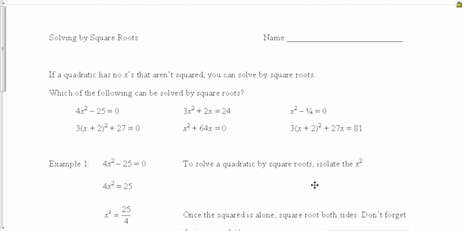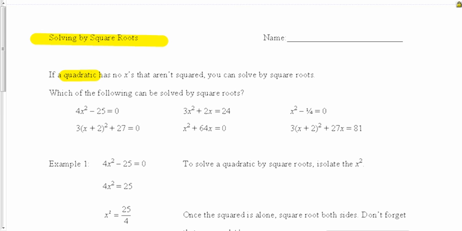In this video, we're going to look at examples of solving by square roots. So, if a quadratic, so we have an x squared, has no x's that aren't squared, you can solve by square roots. So let's look at examples of what this means. Which of the following can be solved by square roots?